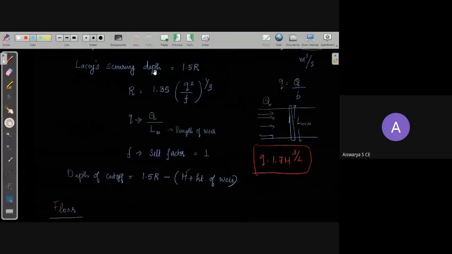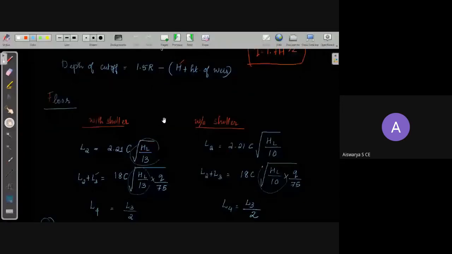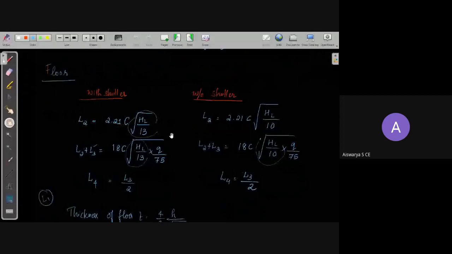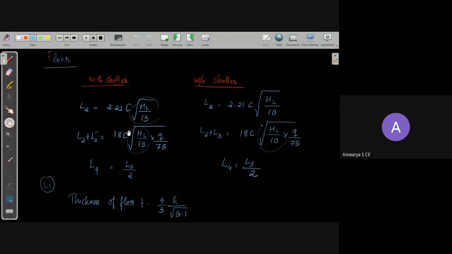In this we need to design the floor. So here we are determining different lengths of floor. In both cases, whether we are designing the weir with a shutter or without a shutter, the length changes depending on this. So here in the question, is the weir constructed with shutter or without shutter?